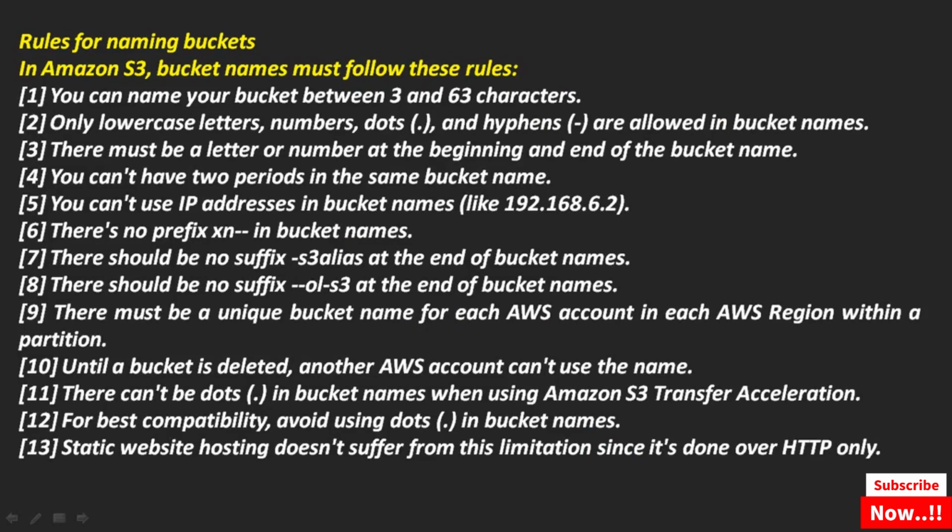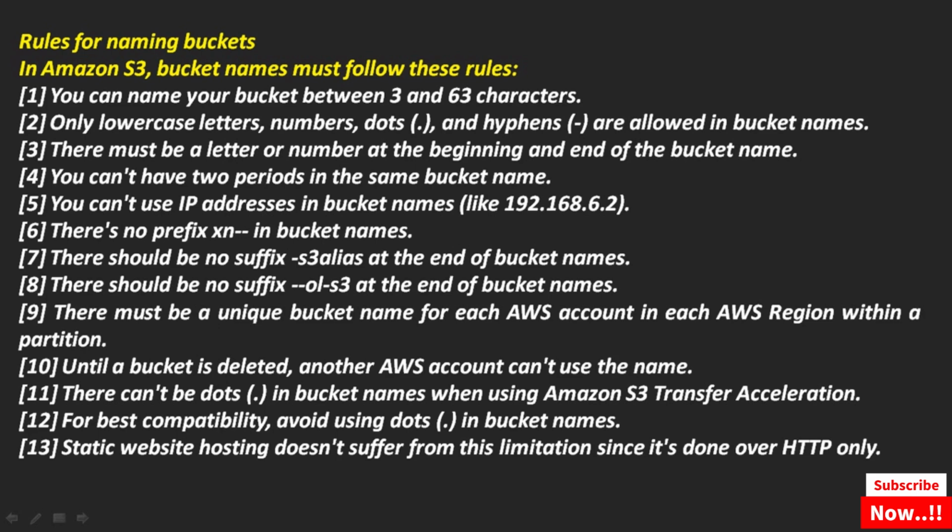Okay, what about the rules for naming buckets? We need to discuss this now, and we will discuss more information in the second lecture. So, rules for naming buckets: in Amazon S3, bucket names must follow these rules. You can name your bucket between 3 and 63 characters, and only lowercase letters, numbers, dots, and hyphens are allowed in bucket names. There must be a letter or number at the beginning and end of the bucket name, and you can't have two periods in the same bucket name.